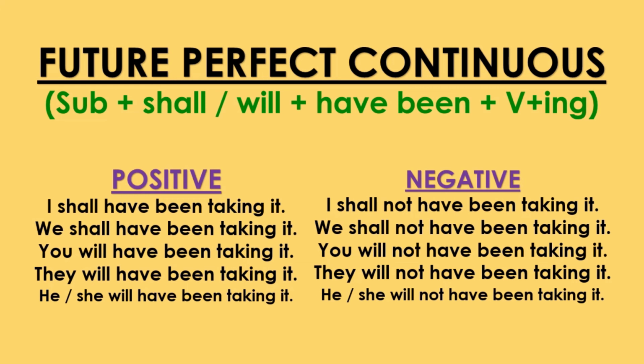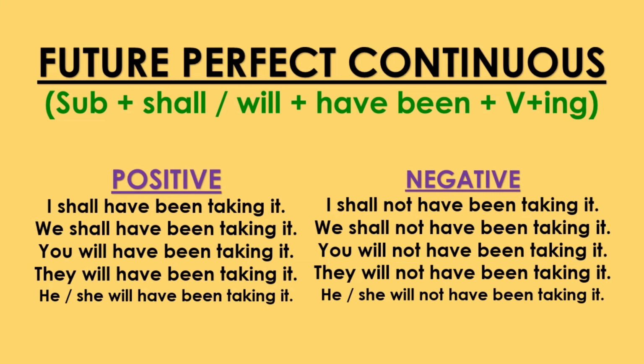I shall not have been taking it. We shall not have been taking it. You will not have been taking it. They will not have been taking it. And finally, either he or she will not have been taking it. Here you need to remember, students, where exactly we are placing not. Not will be placed immediately after the auxiliary verbs, and thereafter will come have been in every case, followed by the ing form of the verb and followed by the object if any.